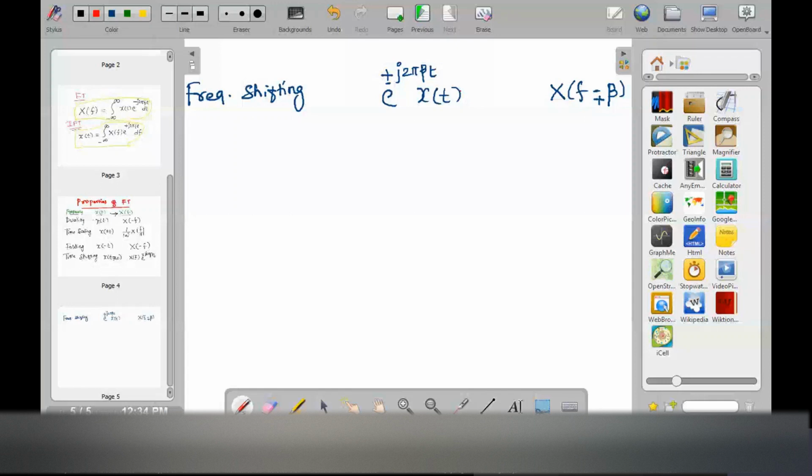Okay, next property is convolution. So it's not visible to you.